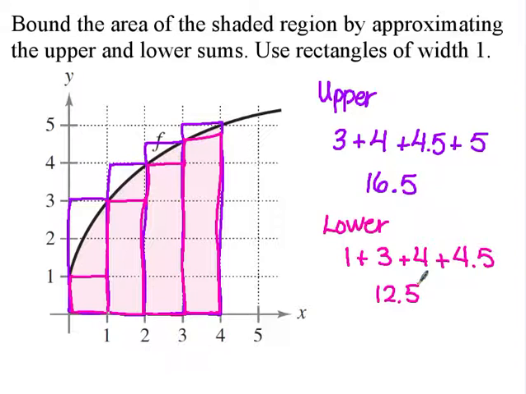Now this is the thing: if I would have used smaller rectangles, my area would be more precise, right? Obviously with a width of 1, if I would have done a width of a half or a width of a fourth, it's going to be more precise. And so we're going to look at how you can find the area under a curve by drawing rectangles. That's going to be our task for today.